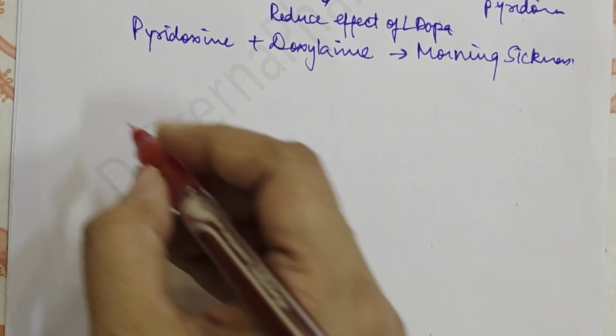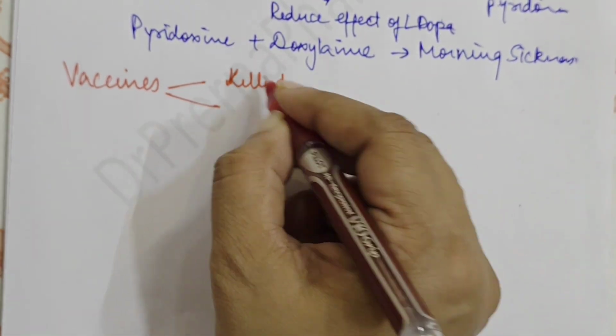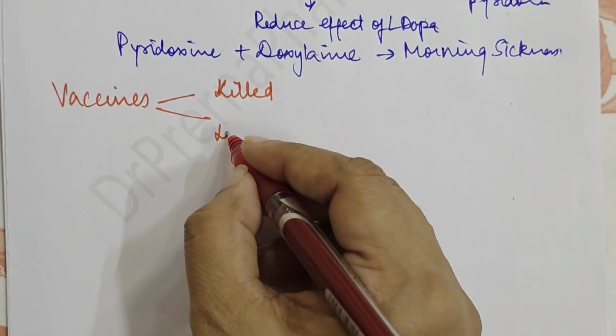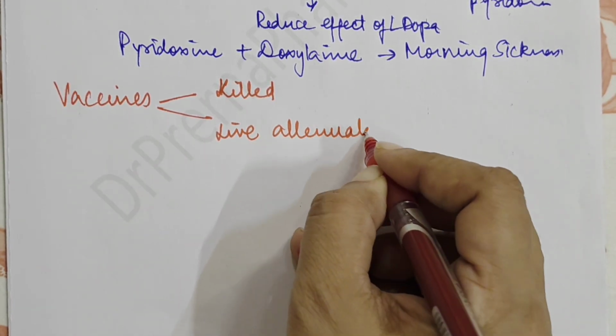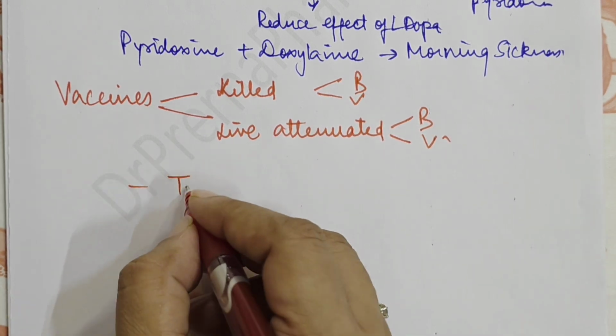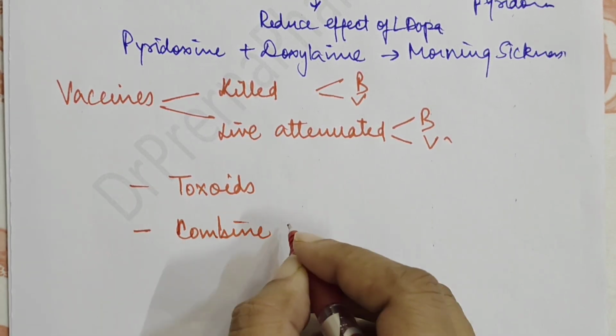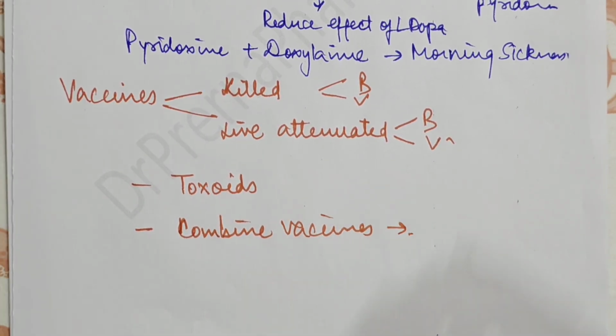Then we have the last part of this miscellaneous, that is vaccines. Vaccines are of two types. There are killed vaccines and there are live attenuated vaccines. Killed vaccines are bacterial as well as viral, and live attenuated are bacterial as well as viral. Then we have toxoids, and then we have combined vaccines also. So let's see the vaccines one by one.